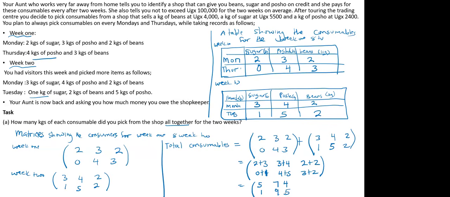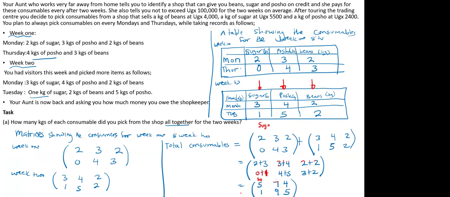Okay. Thank you. But now we have not completed the question. But now I want you to take note. When you check very well, I don't know whether people are noticing that the first column is for sugar. So meaning this is our sugar, this is the posho, and these are the beans. Because we started with sugar, posho, and beans. So that's how our matrix is being arranged.